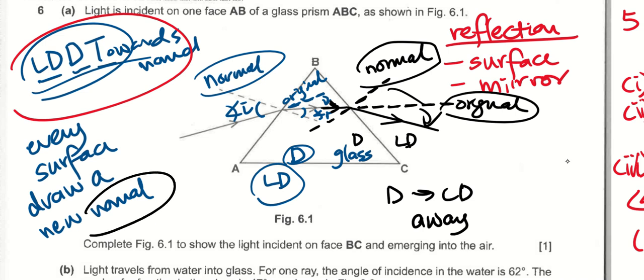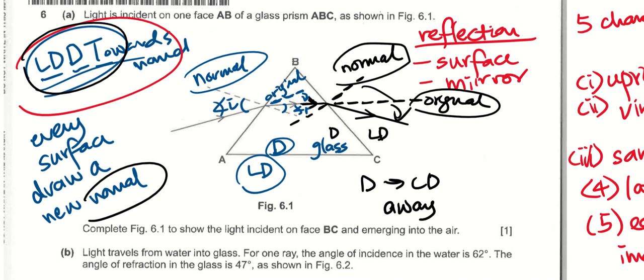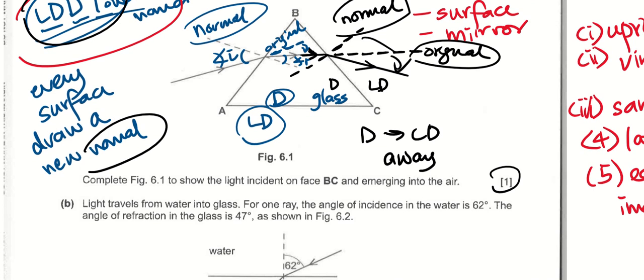So it's very important. You must draw your normal. You must memorize your rule, and you must then apply it. Okay, so like that is just 1 mark. But if you know the technique, it's very fast, it's very easy. Okay, let's look at part B.